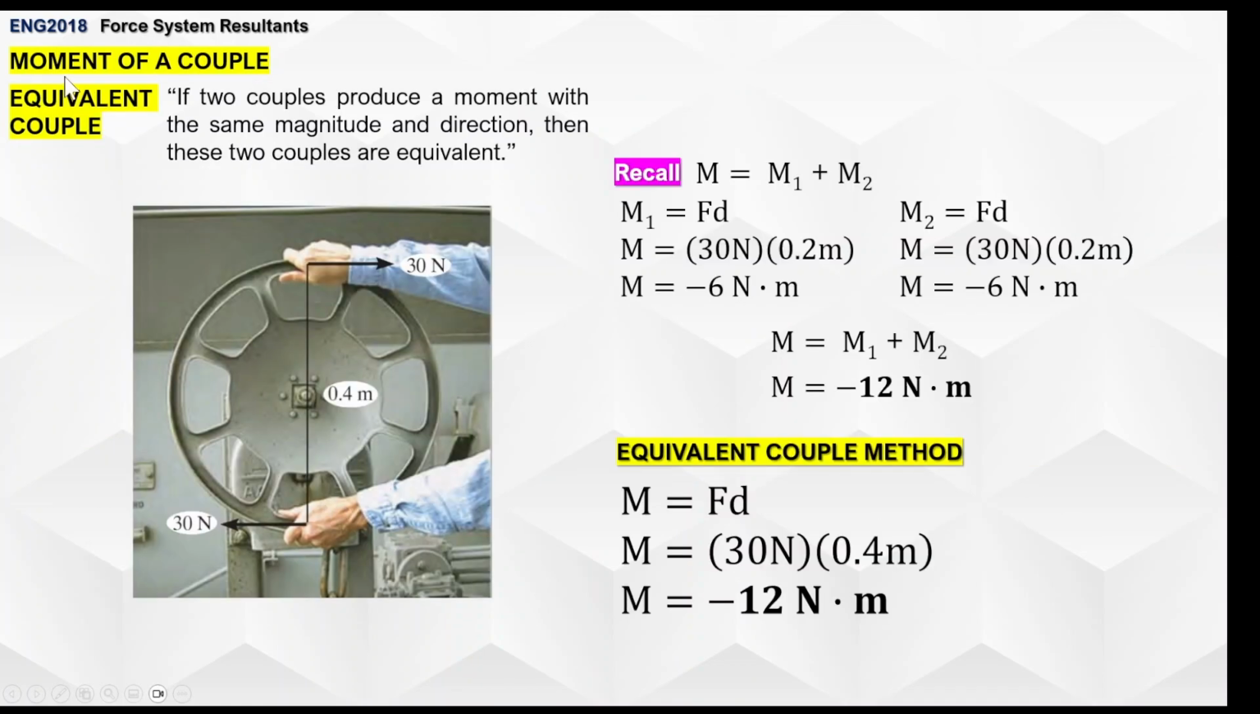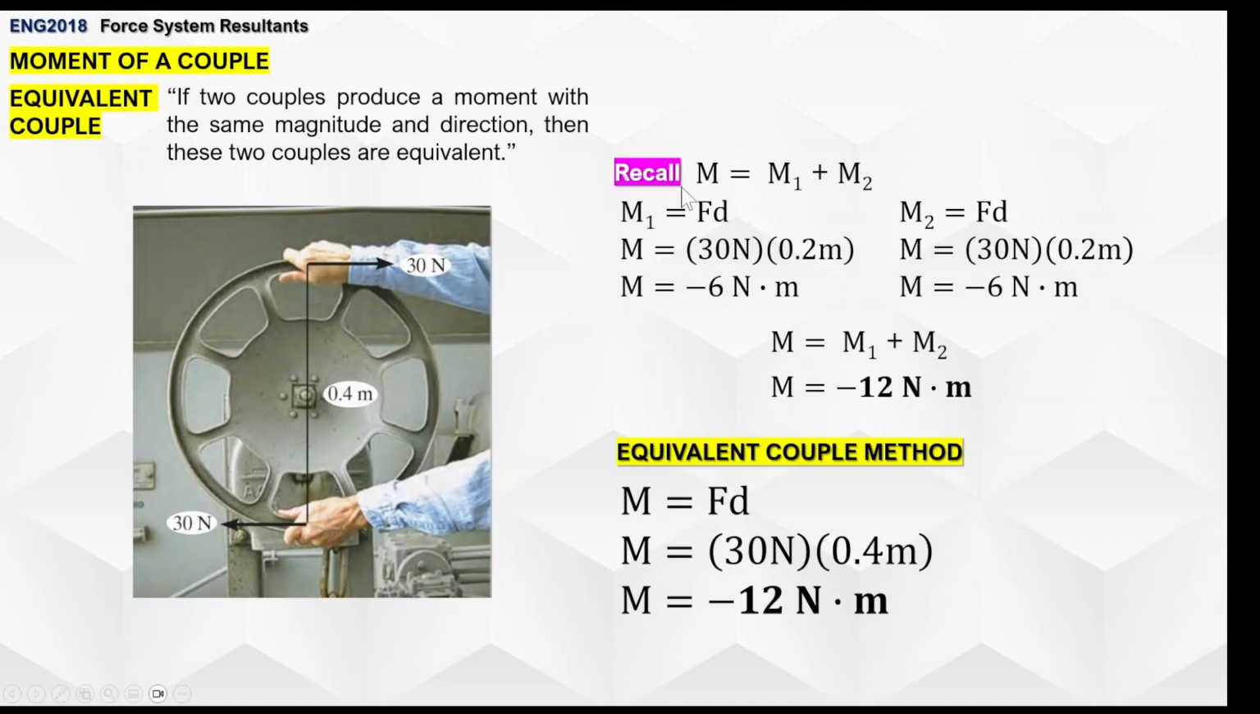So how to solve? So meron tayong tinatawag na equivalent couple, and they exist if two couples produce a moment with the same magnitude and direction, then these two couples are equivalent. So doon natin lang masasabi na equivalent couple sila when two couples produce a moment or torque of a force with the same magnitude and direction. So recall natin na in this particular example, we have 30 newtons on this particular side and 30 newtons on this particular side separated by perpendicular distance of 0.4 meters.